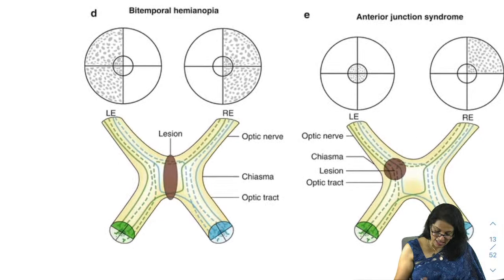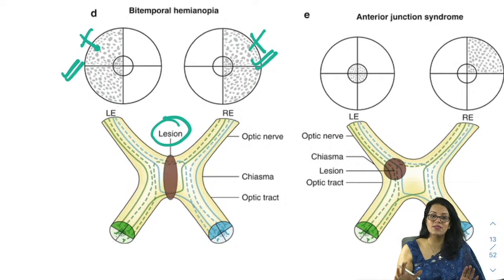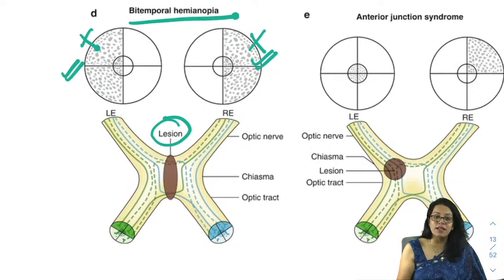If you look here, if the lesion is exactly at the decussation of the two nasal fibers in the chiasma, ये अगर lesion है, so what are you getting? Both nasal fibers gone, so both temporal fields are gone. ये भी गया, ये भी गया. The shaded part is the one which is gone. Hence we call it bitemporal hemianopia.